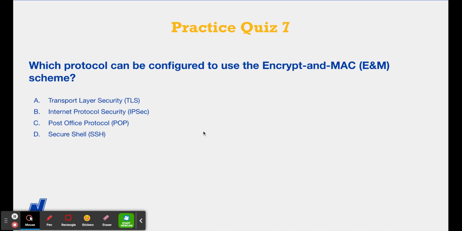All right, and then we have another one here. So, which protocol can be configured to use the encrypt and MAC scheme? Is it the TLS, the IPsec, POP, or is it the SSH? And then the correct answer for this one is the Secure Shell, SSH.